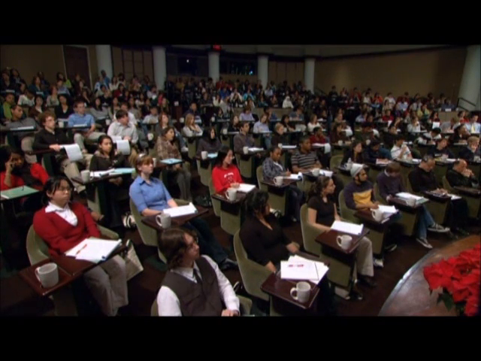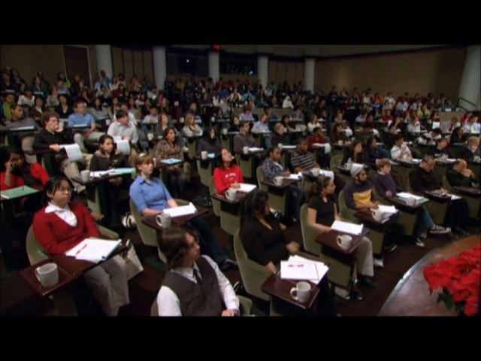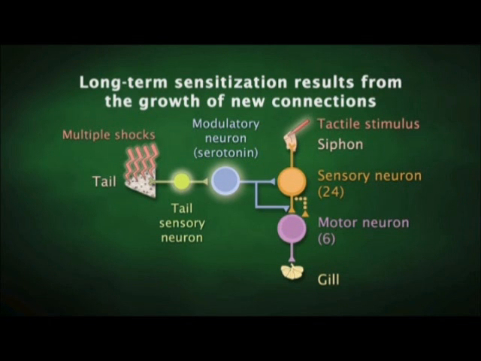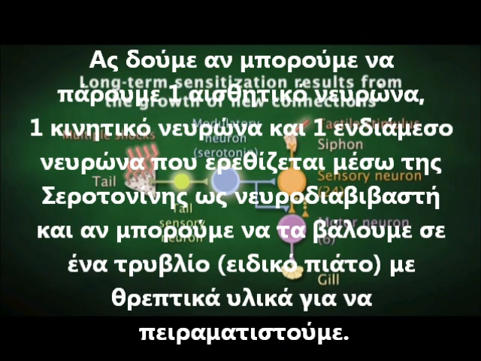Reductionist approach to the study of learning and memory. So let's see if we can take a single sensory neuron, a single motor neuron, and a single serotonergic neuron and put it in a dish. And we can do that.